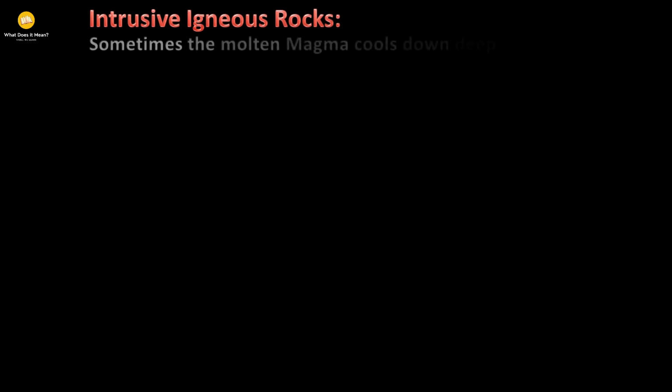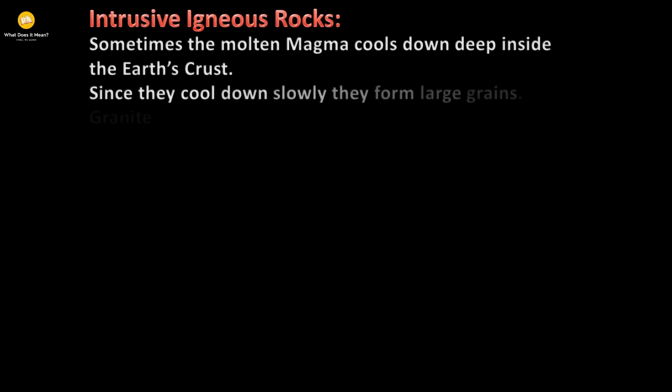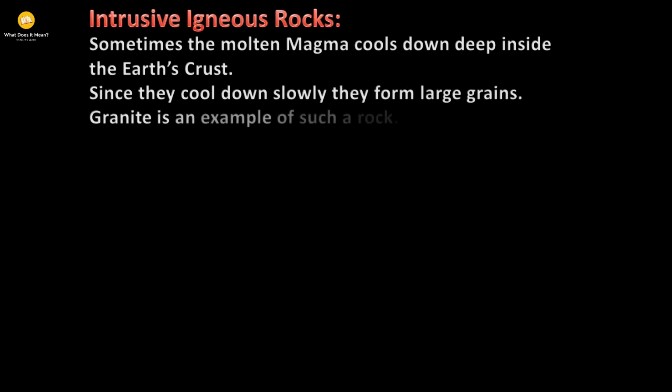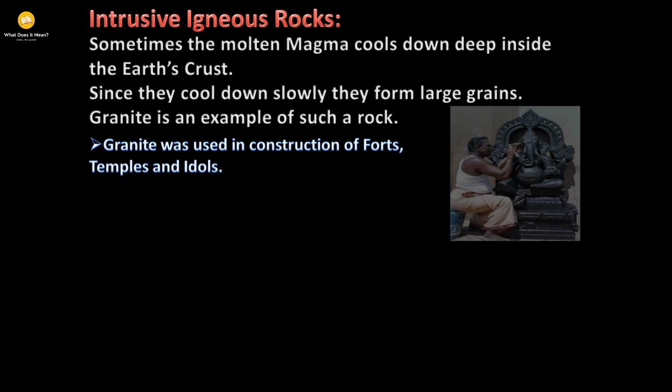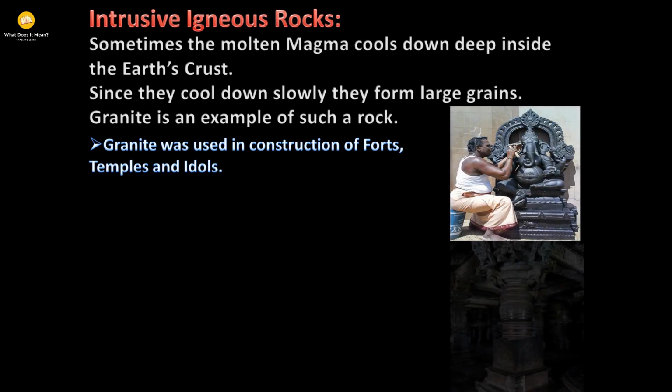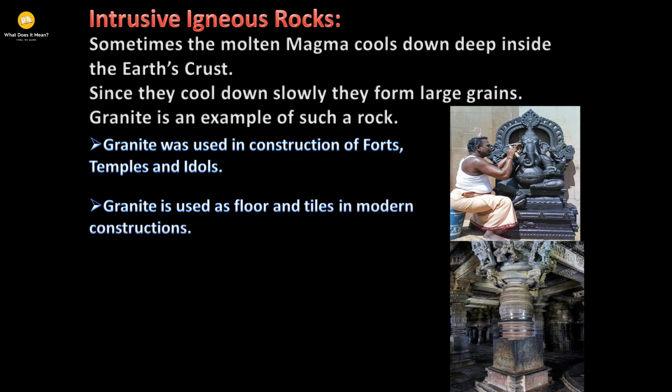Let us know about intrusive igneous rocks. Sometimes the molten magma cools down deep inside the Earth's crust. Since they cool down slowly, they form large grains. Granite is an example of such a rock. Well, granite was used in construction of forts, temples, and idols. Granite is used as floor and tiles in modern constructions.